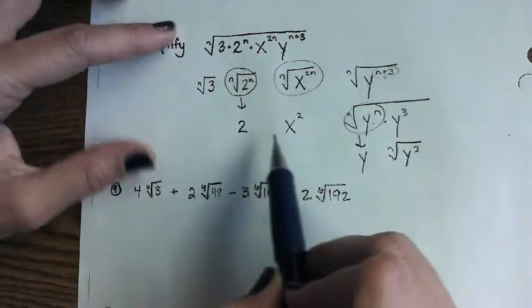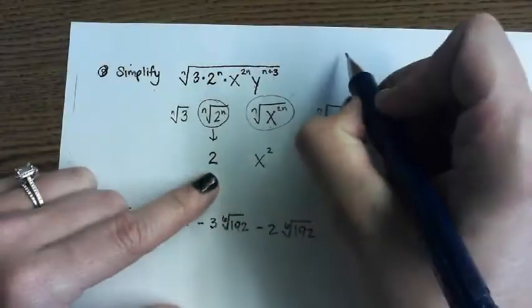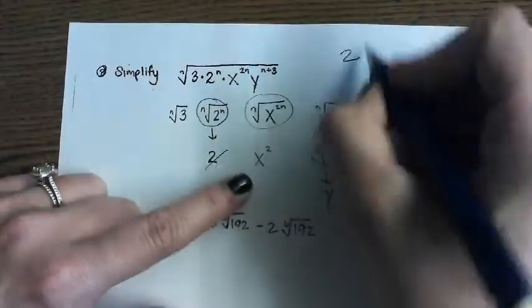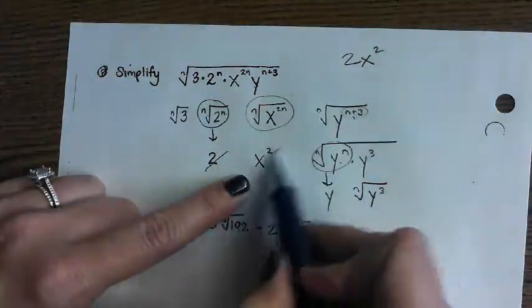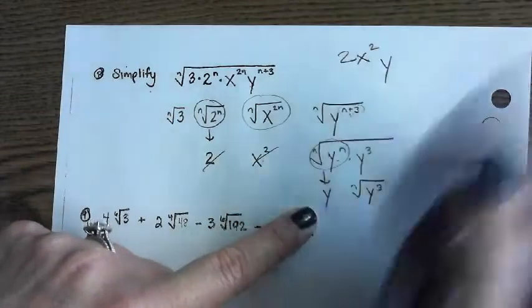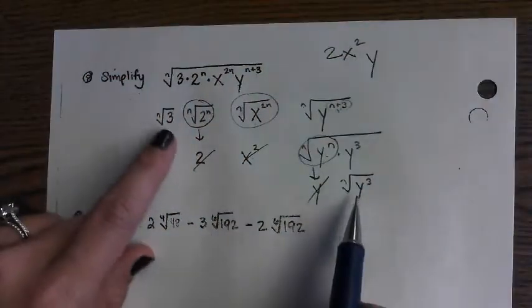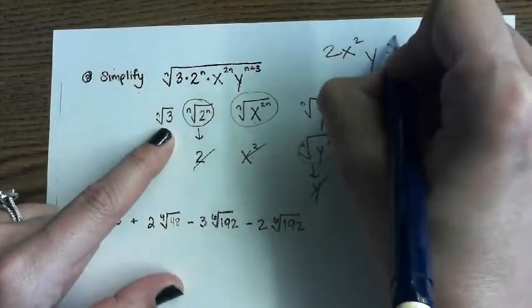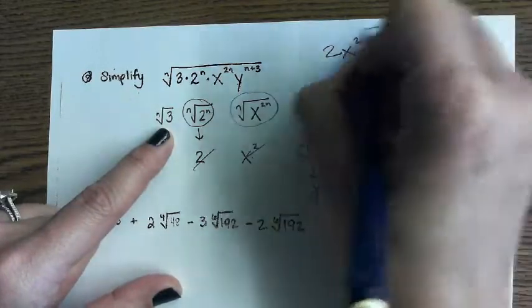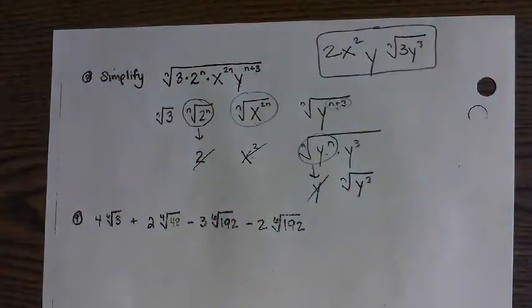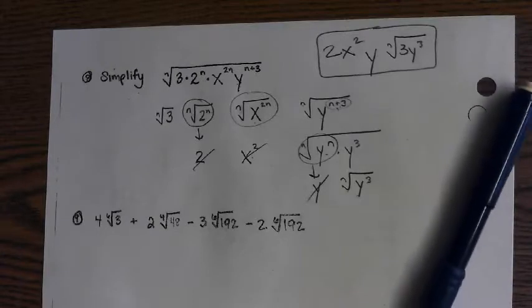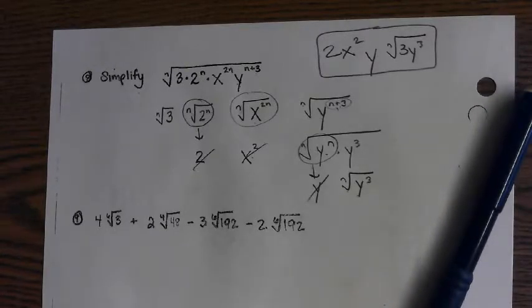So here's what I have out in front. I have a 2. I have an x squared. I have a y. And then under the radical still, I have the nth root of 3y cubed. Definitely takes a deeper level of understanding to get that.